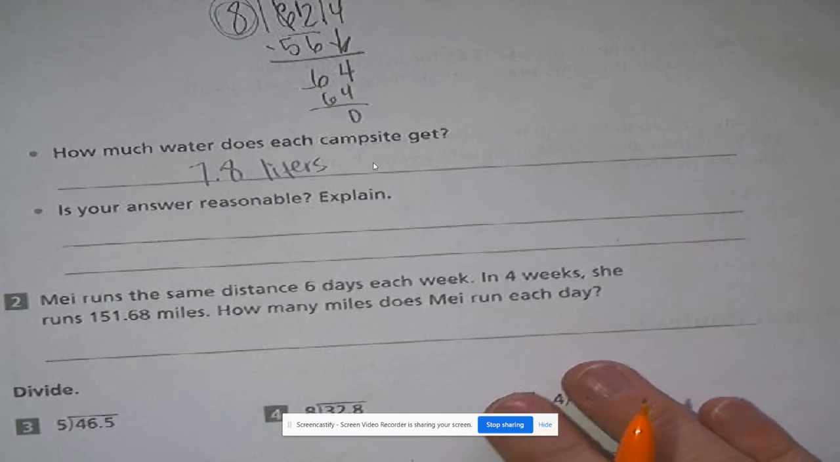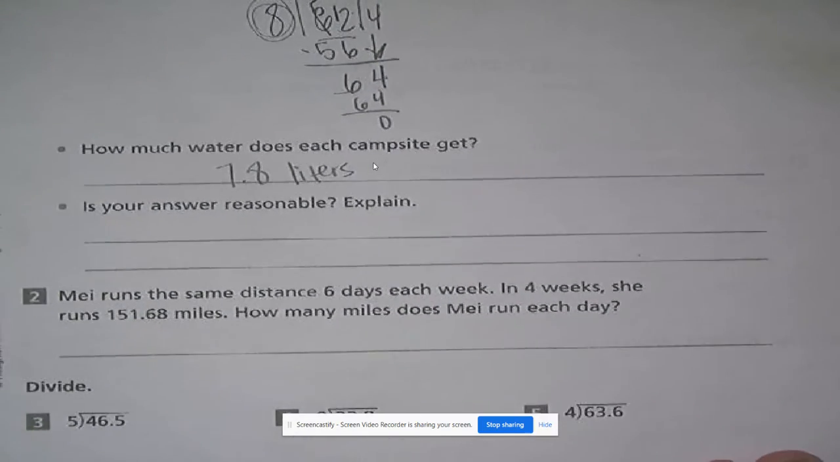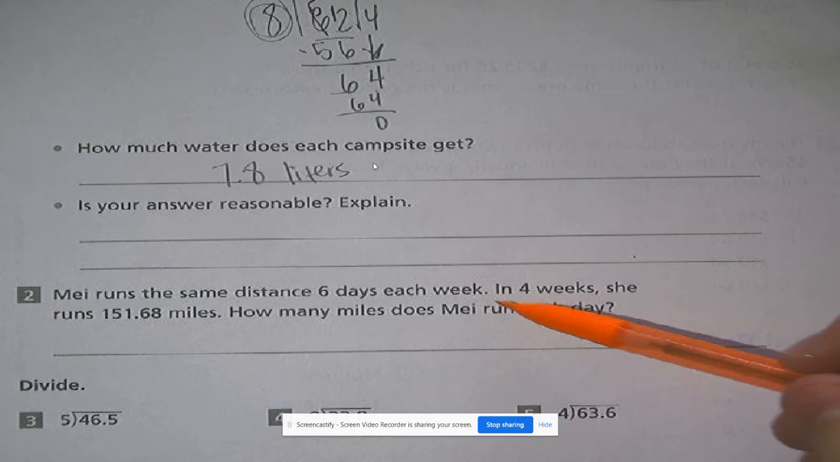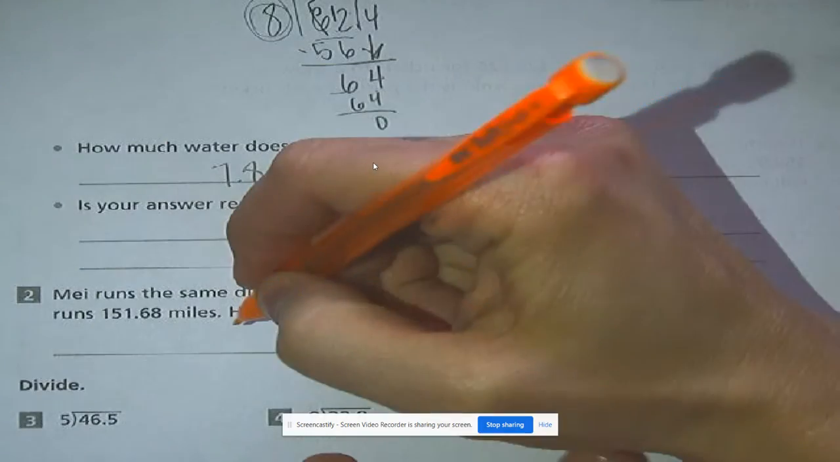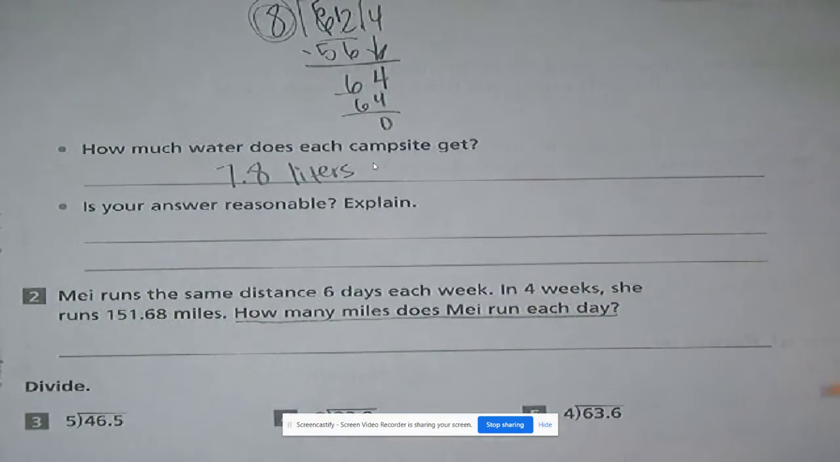Okay, I'm going to come back to our worksheet. And it says May runs the same distance 6 days each week. In 4 weeks, she runs 151 and 68 hundredths of a mile. How many miles does May run each day? So what do we need to find out? We need to find out how many miles May runs each day.